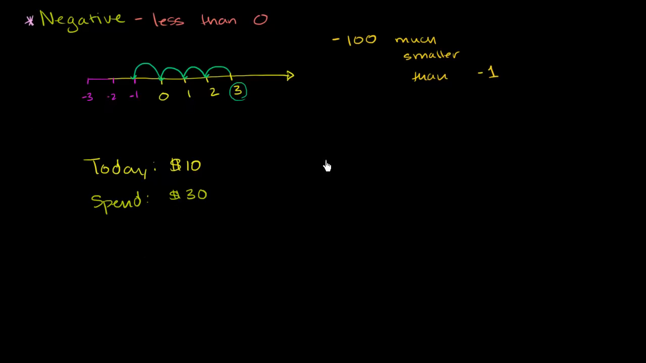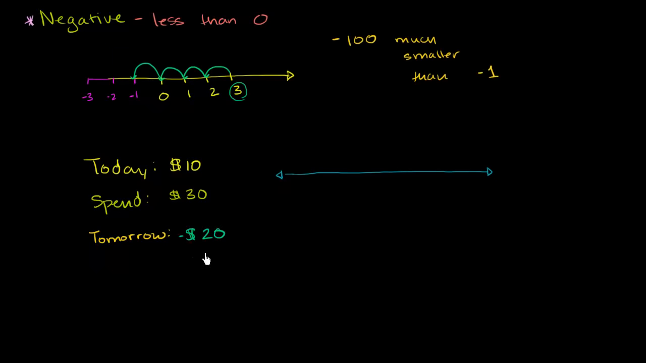Let me draw a number line here. You might already have an intuitive response: I will owe the bank some money. So tomorrow, what is my bank account? If I have $10 and I spend $30, there's $20 that had to come from someplace, and that $20 is coming from the bank. So I'm going to owe the bank $20. In my bank account, I could say 10 minus 30 is negative $20. So tomorrow I am going to have negative $20, which means that I owe the bank.